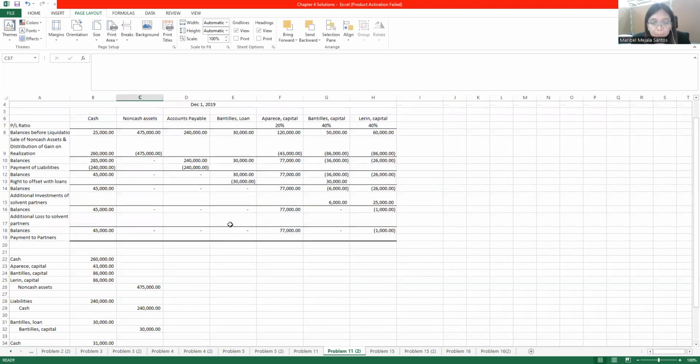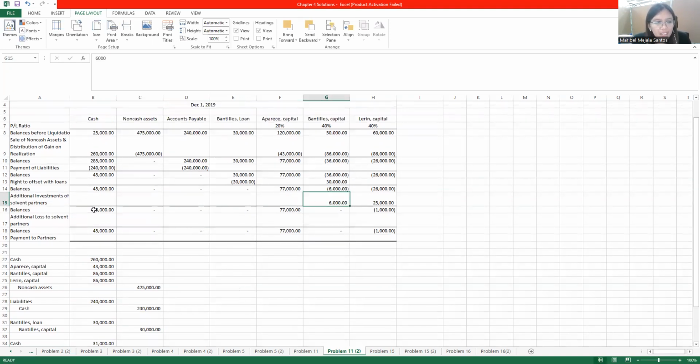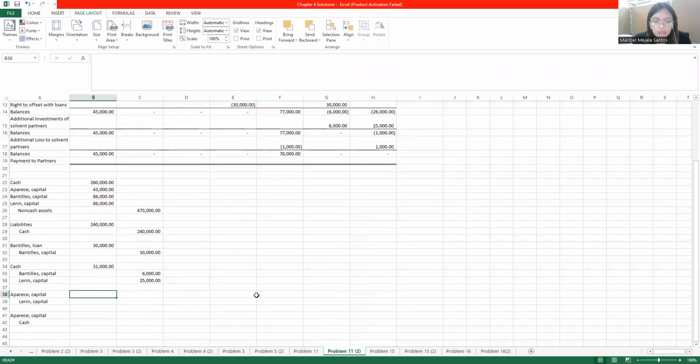Now, the balance is 45,000 cash, 77,000 for A and negative 1,000. So at this point, L is no longer solvent. So the solvent partners will absorb the deficiency of the insolvent partners. So ibig sabihin, babawasan natin yung capital ni A, ibibigay natin kay L. So entry will now be debit to A capital 1,000 and credit to L capital 1,000.